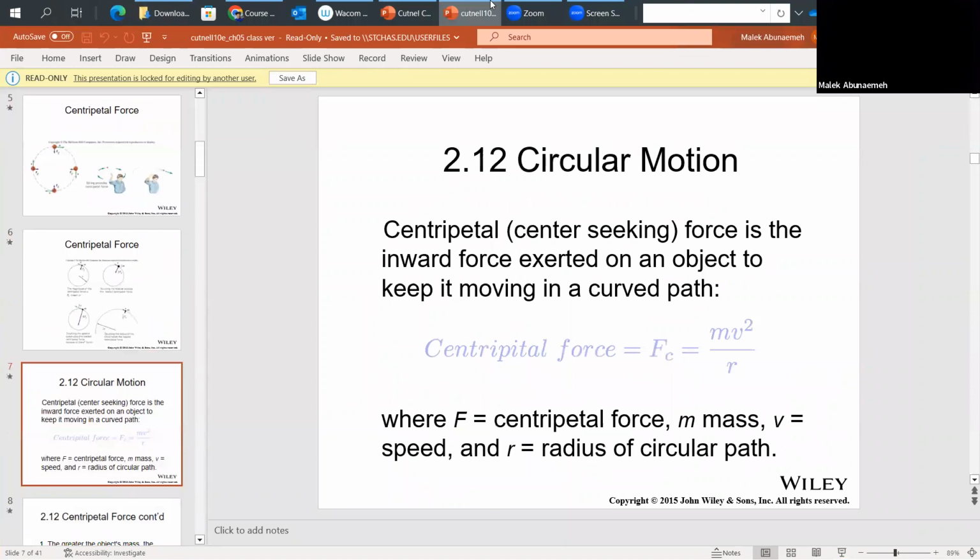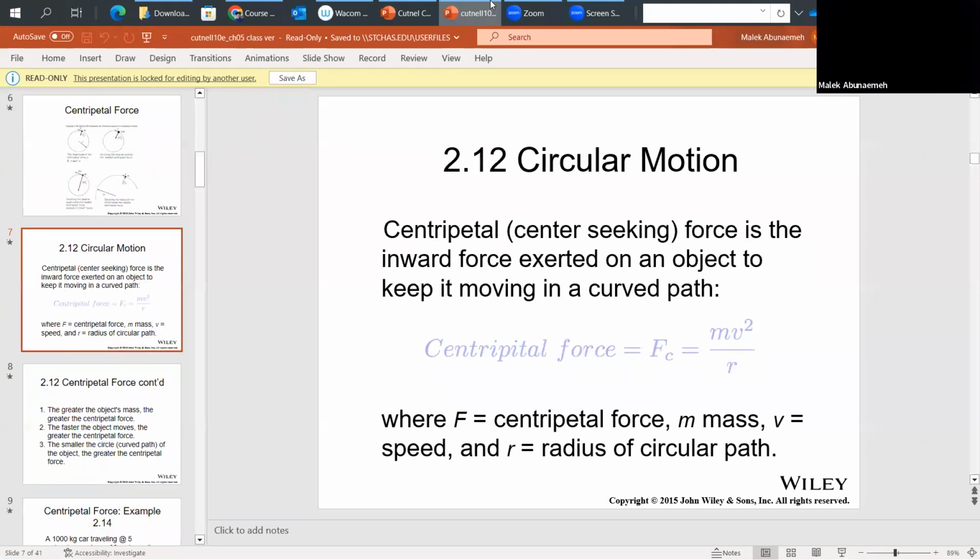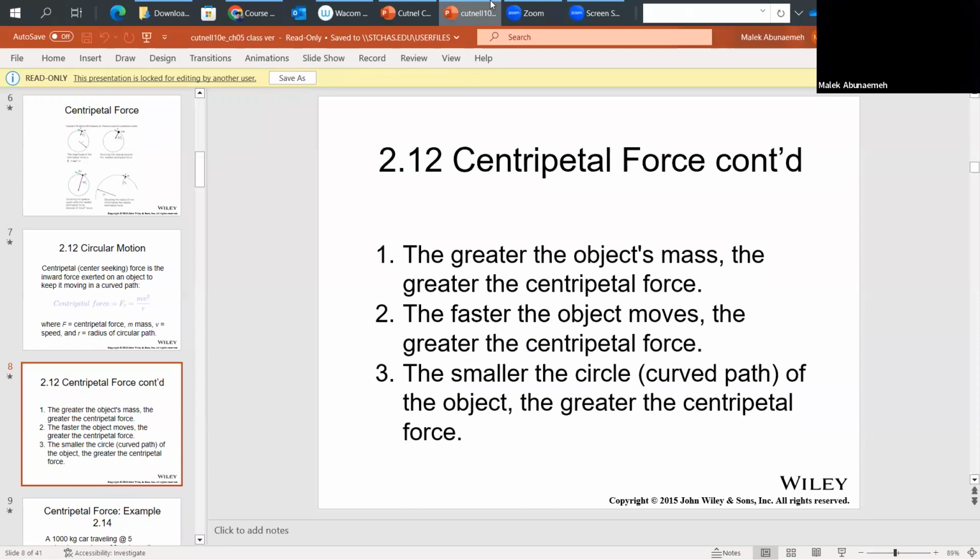So our centripetal force is a center-seeking force. It's an inward force that exerts on an object to keep it moving in a circular path, which equals mv squared over r. M is your mass, v squared is your speed squared, divided by r, which is just the radius of your circular path. And again, the greater the object's mass, the greater the centripetal force. The faster the object moves, the greater the centripetal force. The smaller the circle, the greater the force. The bigger the circle, the less the force is.